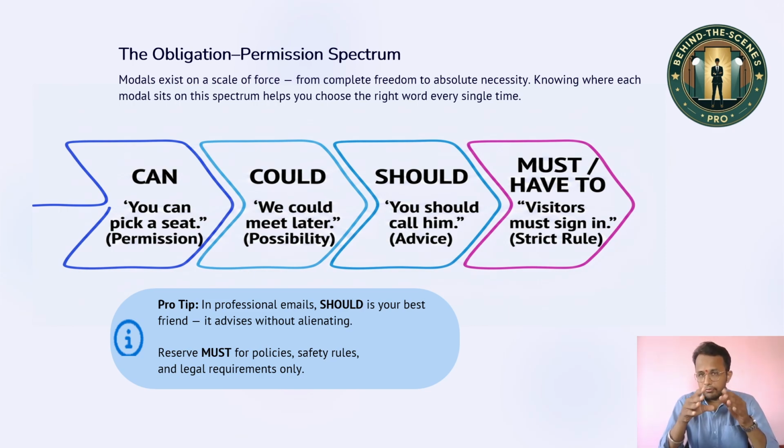Or if we use the same example, you could pick a seat. Here we are showing the possibility. तू हे करू शकला असतास. Then we are showing the advice. Next step, narrowing down. Okay, permission. We are giving the permission. You can pick a seat. You can do it. If you won't, nothing to worry.